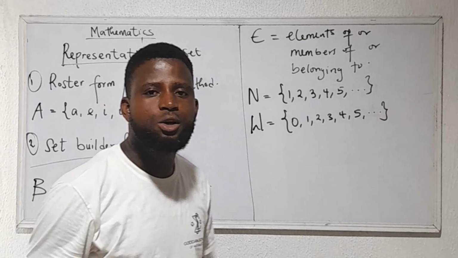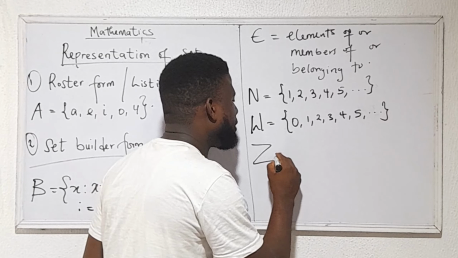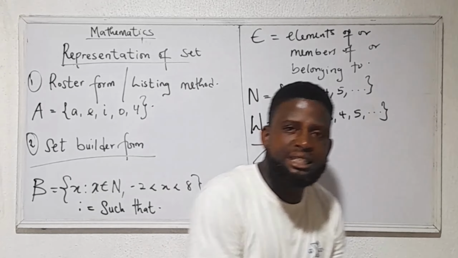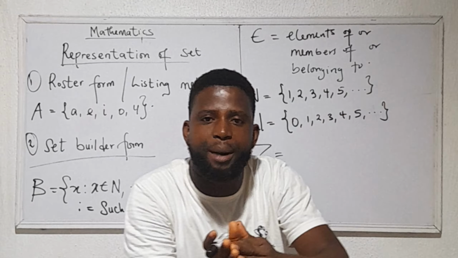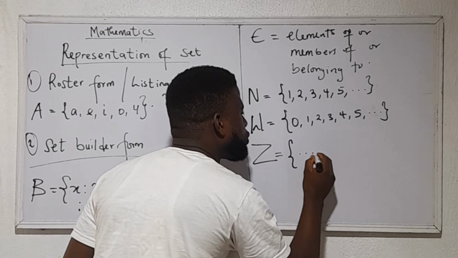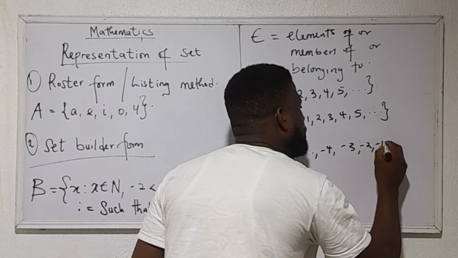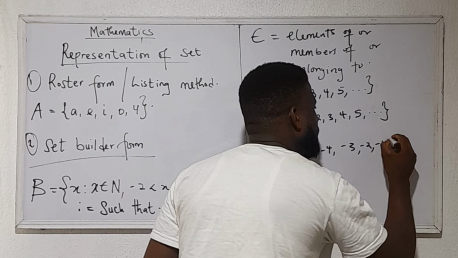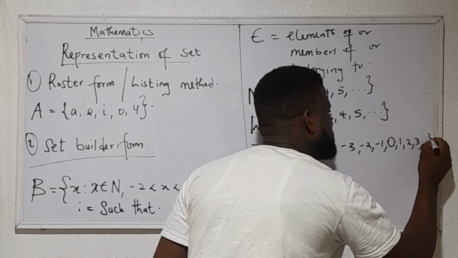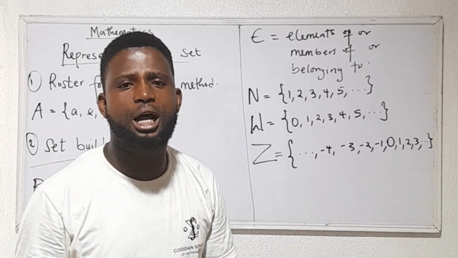Right? And then we also have the set of integers. The set of integers, right, is the set of positive counting numbers and the negative counting numbers and zero inclusive. So we have ellipses, right? -4, -3, -2, -1, 0, 1, 2, 3, right? Ellipses. It's continuous.